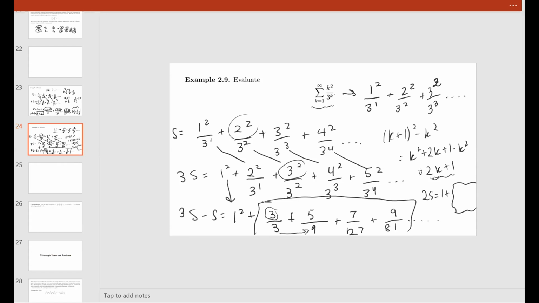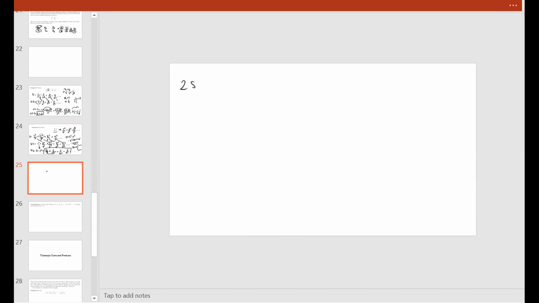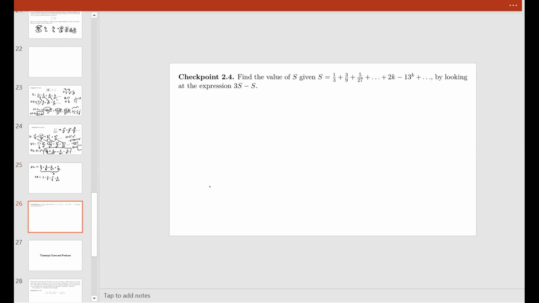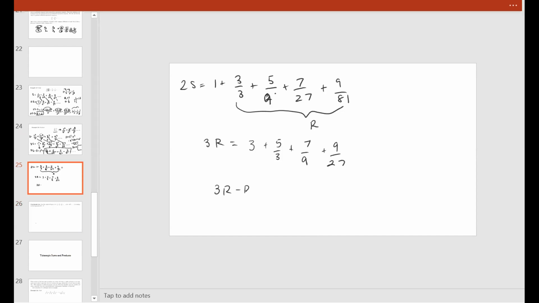So now let's find the sum of that arithmetical geometric sequence. So we have this. Let's call this value r. Then we're going to multiply r by 3 because, again, the common ratio in the denominator is 3. We get 3 plus 5 thirds plus 7 ninths plus 9 over 27. So now let's take 3r minus r. Again, r is just this part. We're not looking at the 1. So we have this 3 term.